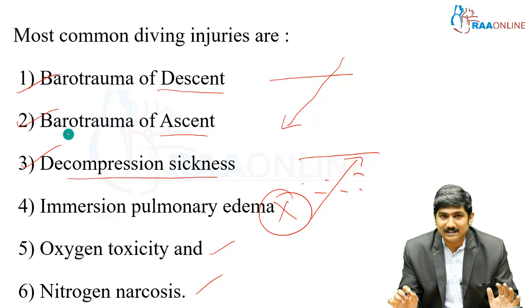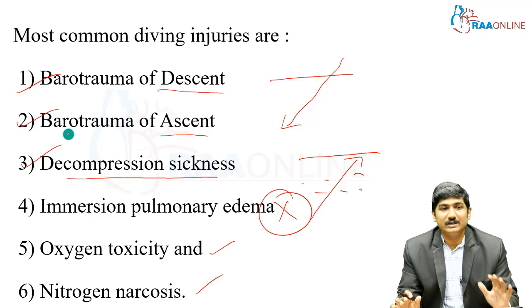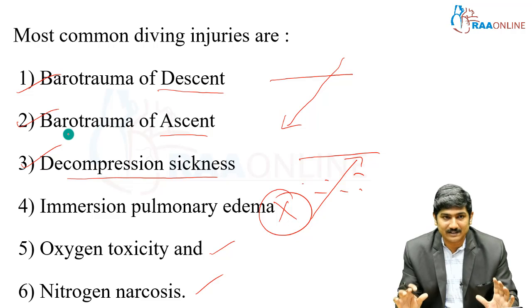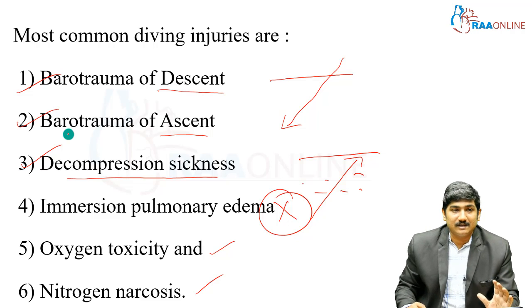Whatever question they ask, whether it is about point 1, 2 or 3, the first step is to write all the 6 in your first point itself. Start your answer by saying that the most common diving injuries are descent, ascent, decompression, immersion pulmonary edema, oxygen toxicity, and nitrogen narcosis.